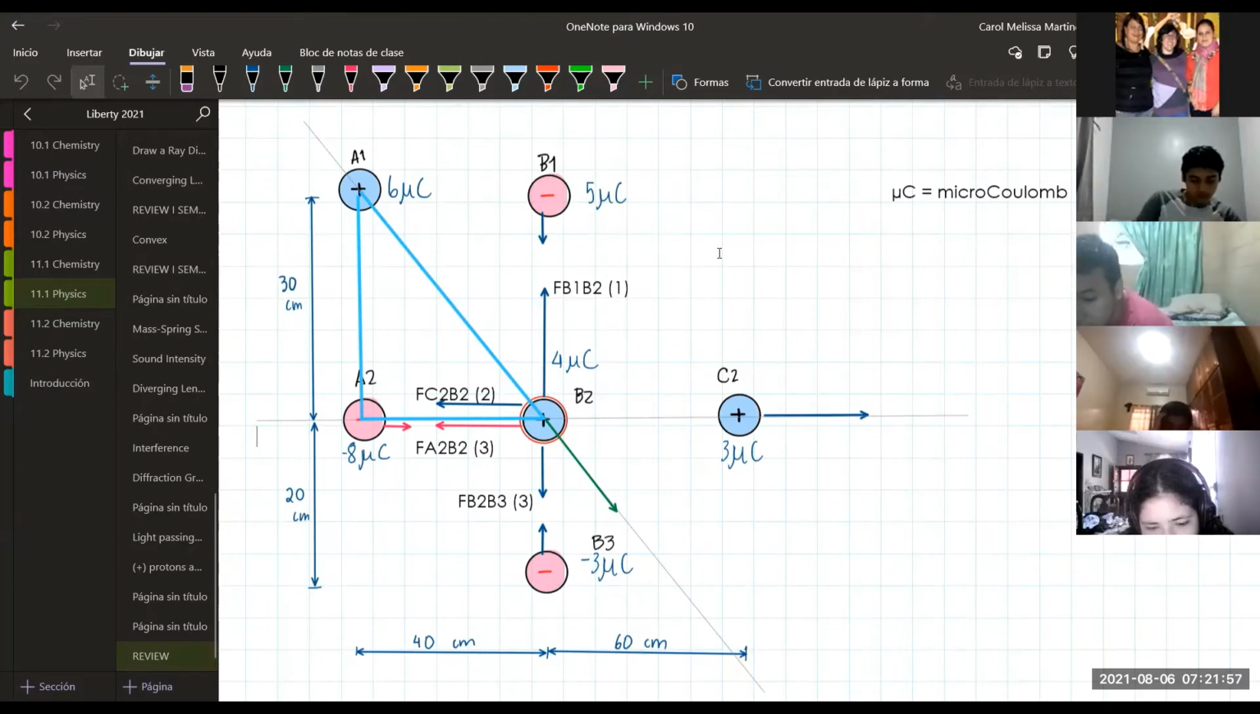So, I'm going to look for this angle. If I'm looking for this angle, this side right here is opposite to my angle, and this side in the bottom is adjacent to my angle. Okay? So the adjacent is the X component and the opposite is the Y component. Now, I'm taking my triangle apart.